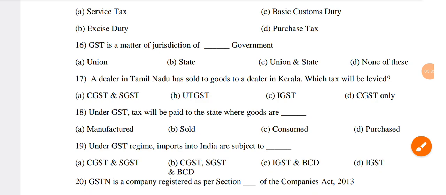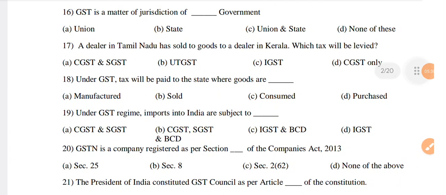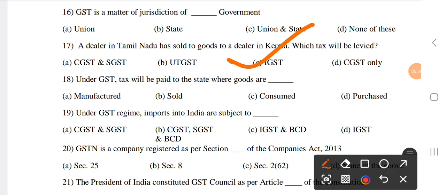Next question. A dealer in Tamil Nadu has sold goods to a dealer in Kerala. Which tax is levied? Option A CGST and SGST. Option B UTGST. Option C IGST, and option D CGST only. The correct option is C, IGST.